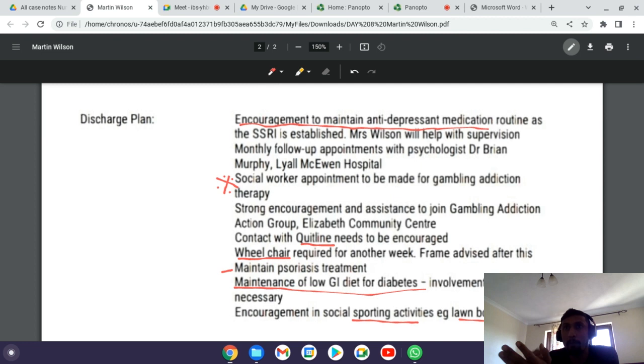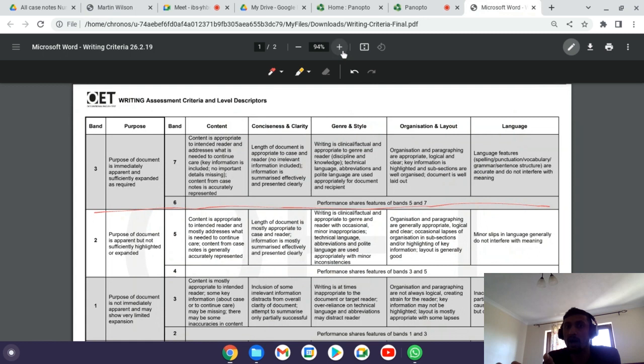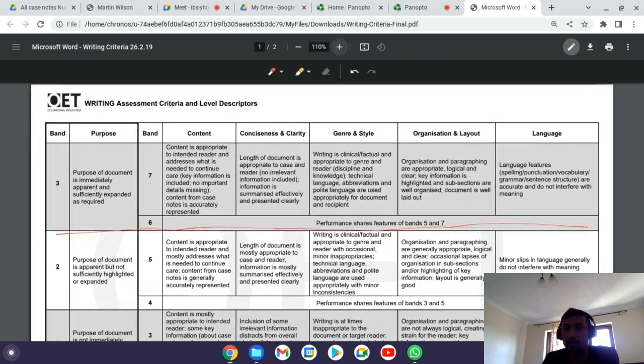So there should be some planning before you are writing the letter. Another important thing is that you need to organize your letter as well. When you see the writing assessment criteria here, is everybody able to see this? We already said that the letter should have an introduction first. That introduction should contain the diagnosis or present condition of the patient, and the exact purpose of the letter, what the receiver has to do for this patient. So the purpose of the document is immediately apparent.